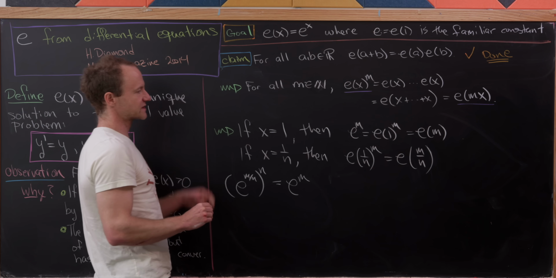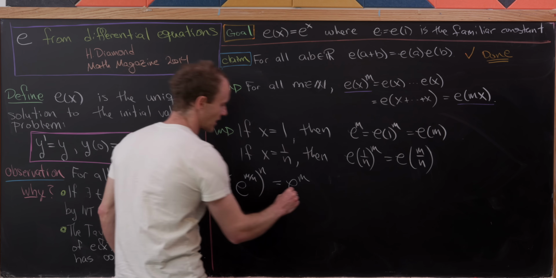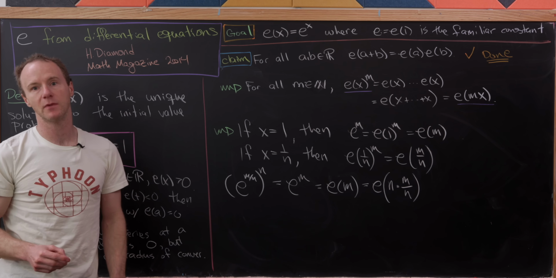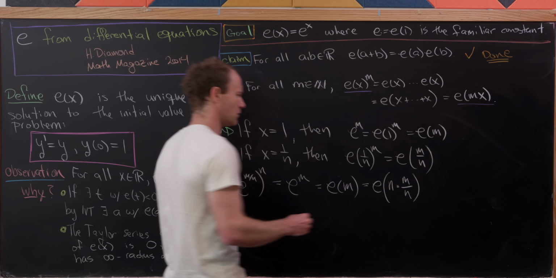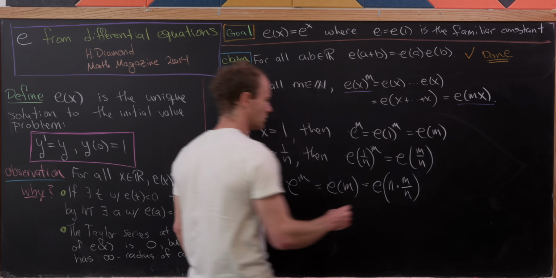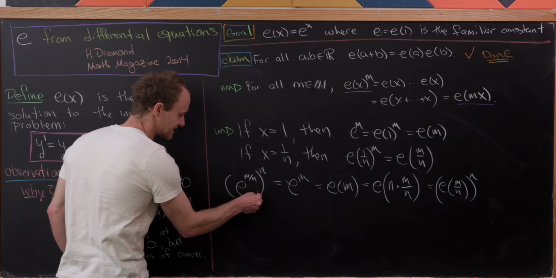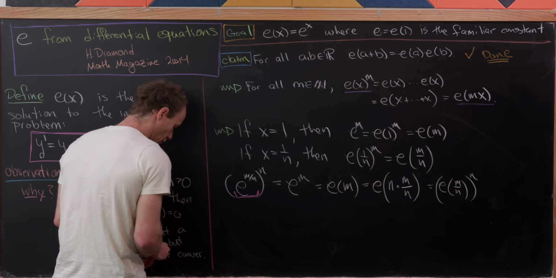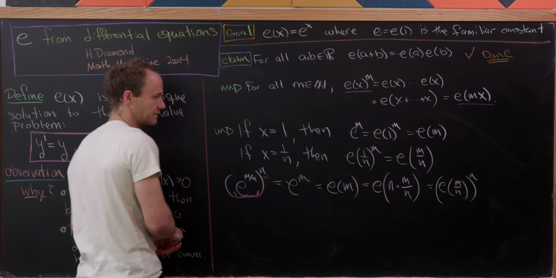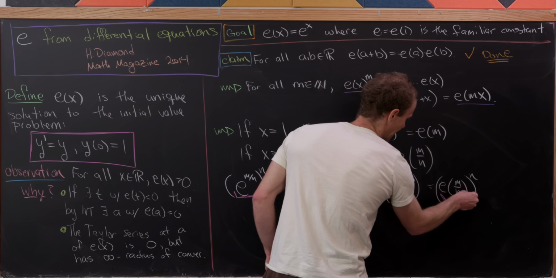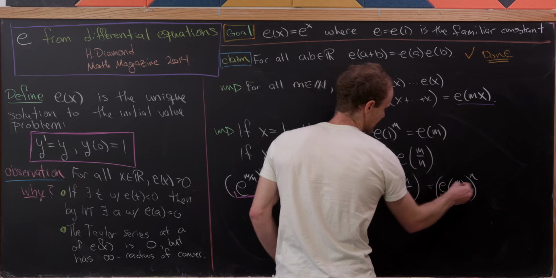But then by this first line right here, that's going to be equal to e evaluated at m. But then we can write this as e evaluated at n times m over n. But now, well, that's simply going to be e evaluated at m over n raised to the n power. So now let's zoom out a little bit and observe that we have this e to the m over n raised to the n power is equal to e evaluated at m over n raised to the n power.